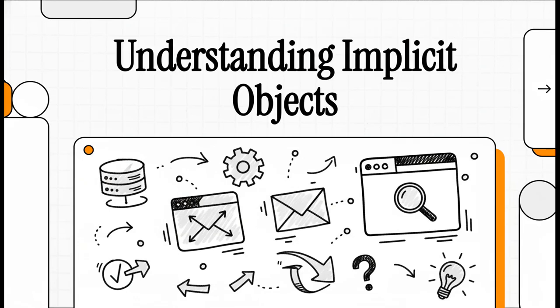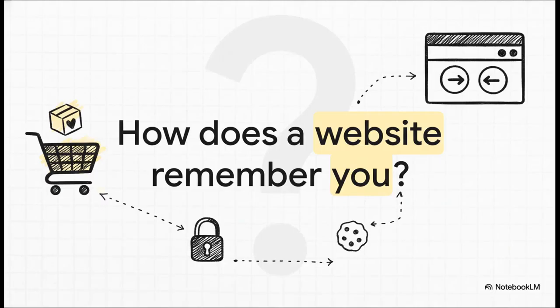So let's talk about a really clever idea in web development called implicit objects. And don't worry, this isn't going to be a lecture. Think of it more like we're exploring a neat solution to a problem that you've definitely seen online, probably even today. You ever think about that?